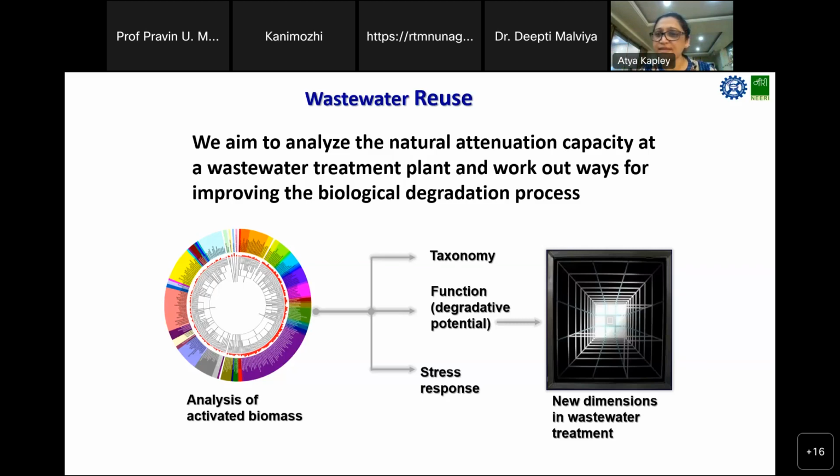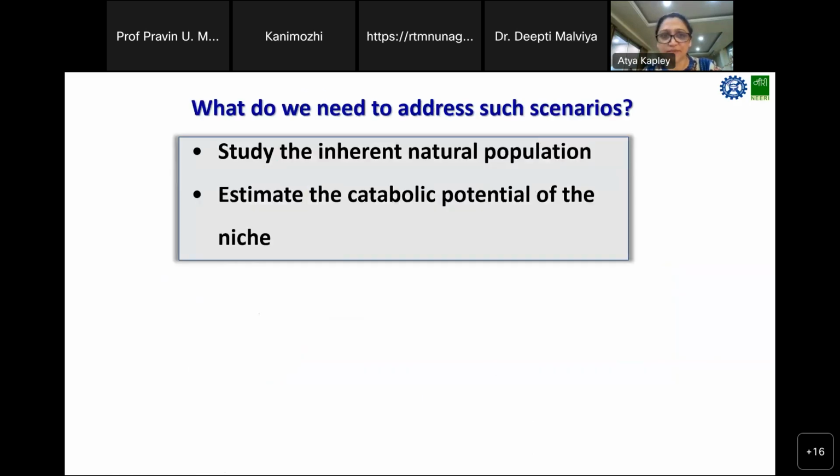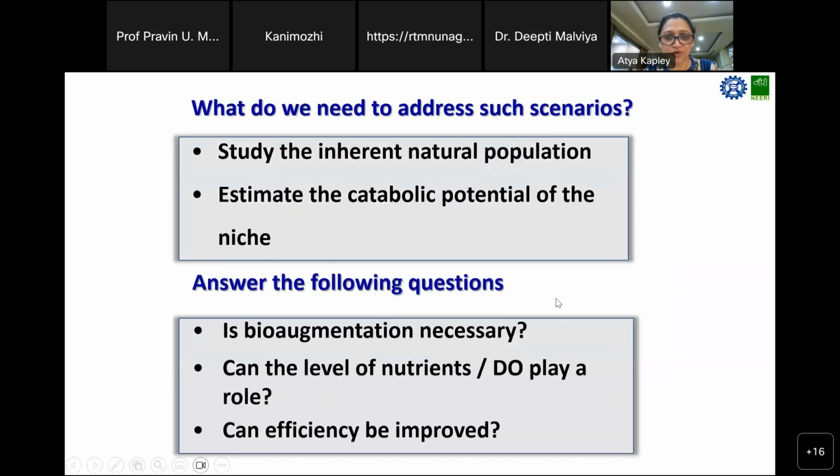So we look at what is the inherent taxonomy, what are the kind of bacteria that are there in the metagenome, what is the functional capabilities, what kind of degradative genes are there. We look at what are the stress responses. Sometimes you have the relevant bacteria in the niche, but they are not able to act because they are under different stress. Just like you and me, we cannot function under stress. And similarly, bacteria also have some stress under which they cannot function. So we answer all these questions, and then we try to put a new dimension into wastewater treatment, which is very different from the conventional treatment being done. So I just explained what we do.